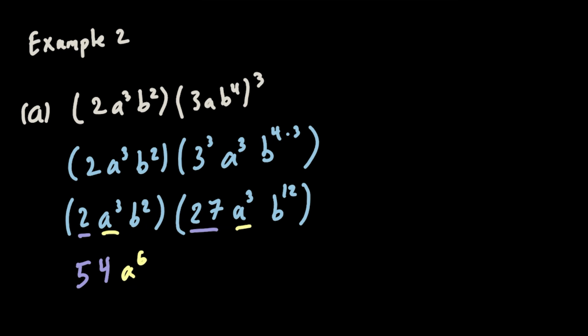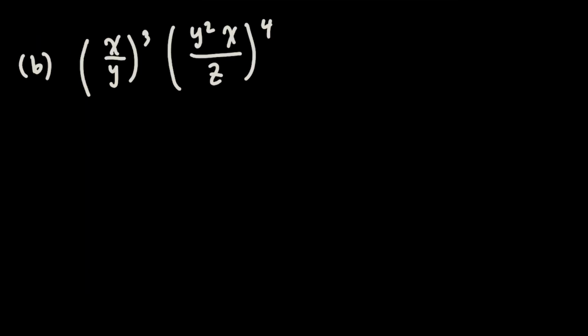And the final part, we have p to the power 2, p to the power 12. When we are multiplying the same terms, we will just sum the powers. So we'll get here p to the power 14. And this is the final answer. Let's see part b.